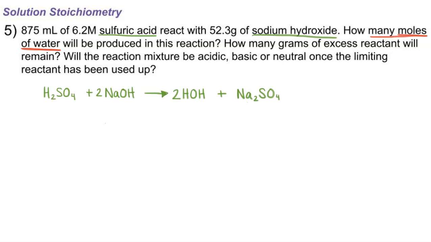So let's start with 875 milliliters of 6.2 molar, and I'm going to convert to liters before I start my dimensional analysis. Just move the decimal point 3 times, so 0.875 liters, and then the 52.3 grams of sodium hydroxide. It's not a molarity value, so we'll just start going from grams to moles. So let's see, 0.875 liters of H2SO4.